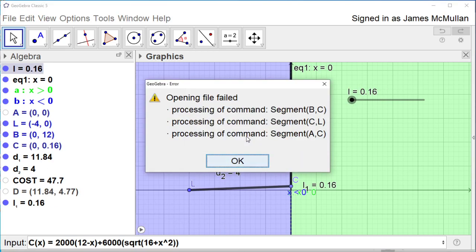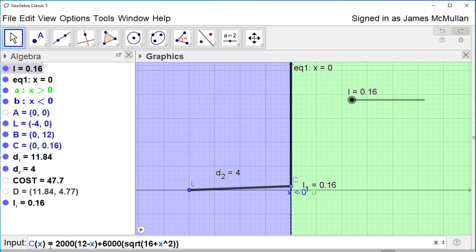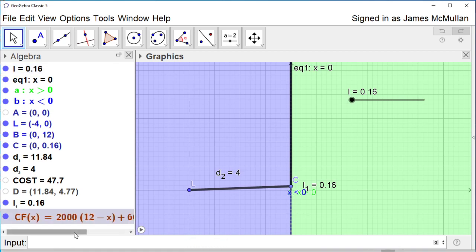I don't think I can rename it, so let's just call it CF, for cost function. Okay, so there's my cost function.